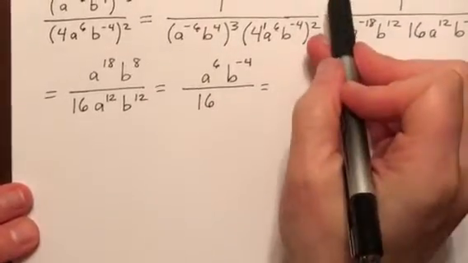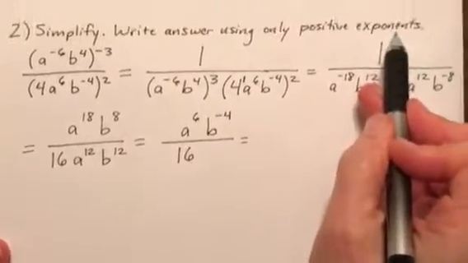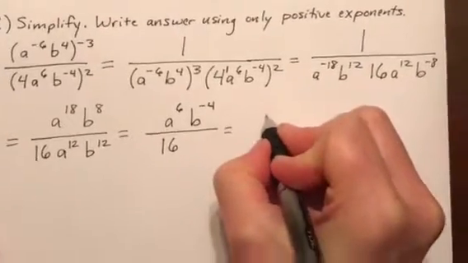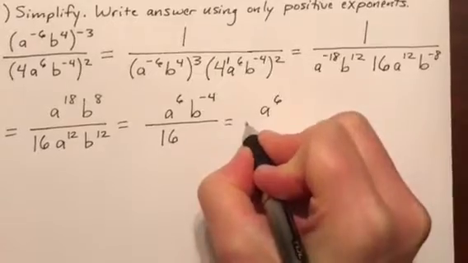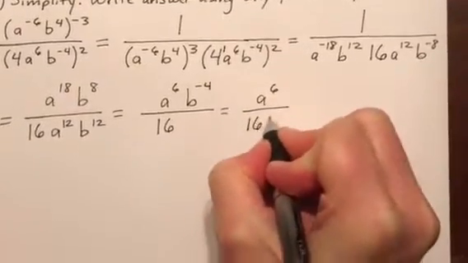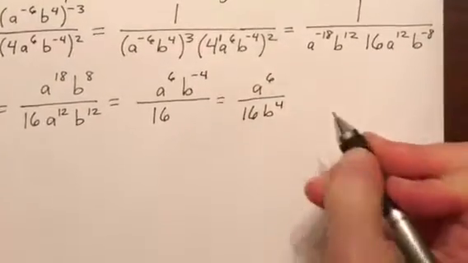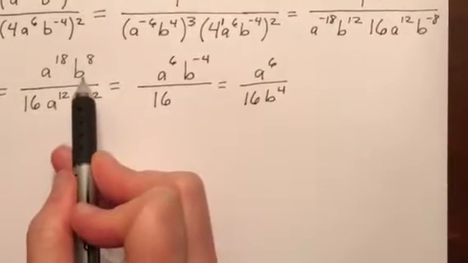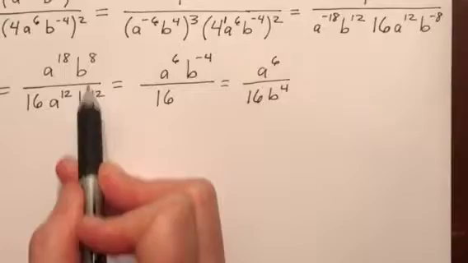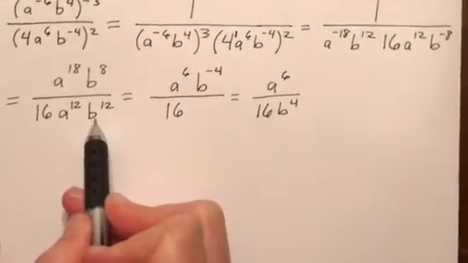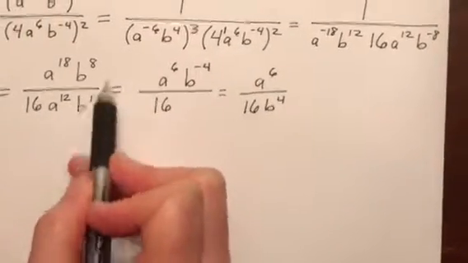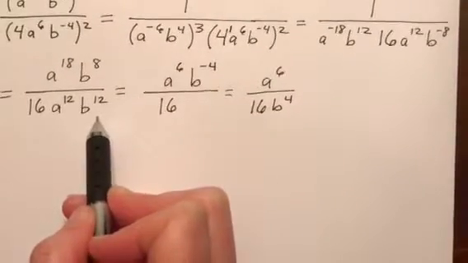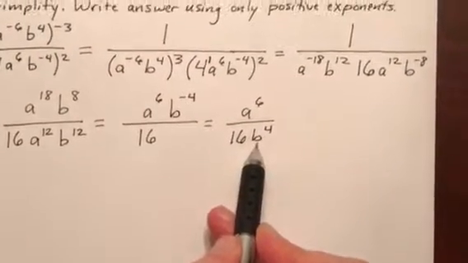Finally, because I want my answer to have only positive exponents, I still need to move this b to the negative 4 down to the denominator. So I'd have a to the 6 over 16 b to the 4th. This should make sense as you look back at this step, because this means there were 8 b's in the numerator, 12 b's in the denominator. If I canceled 8 of those that they had in common, that would leave 4 b's in the denominator, and that is what we have in our final answer.